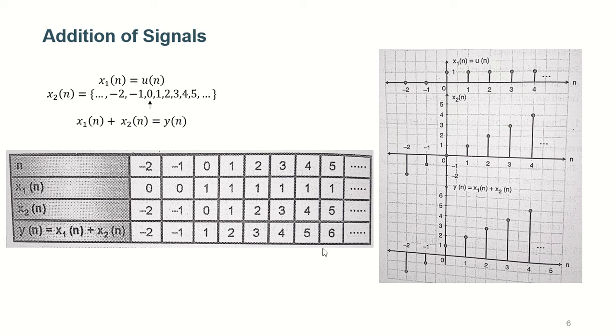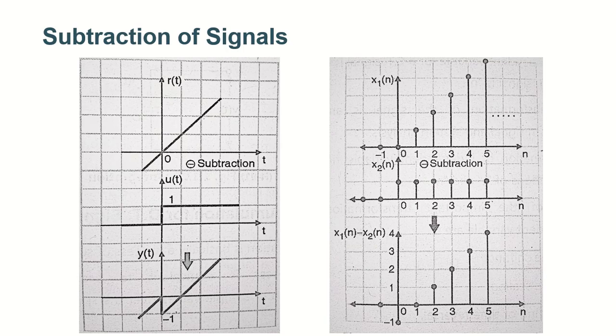Now, similar to addition, we can also do the subtraction of two signals. For the subtraction operation, let's take the same two signals, but remember, for subtraction the order matters. It matters which signal you are considering first, and which signal is getting subtracted from which signal. So for subtraction, let's consider a ramp signal and a unit step signal first for continuous time signals.